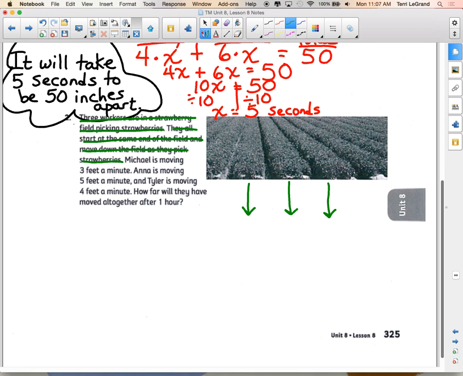So one of those people is Michael, another one is Anna, and another one is Tyler. And the question is, how far will they have moved all together? What operation do you think we're going to do here? How far will they have moved all together? So, yeah, add. We're going to add.